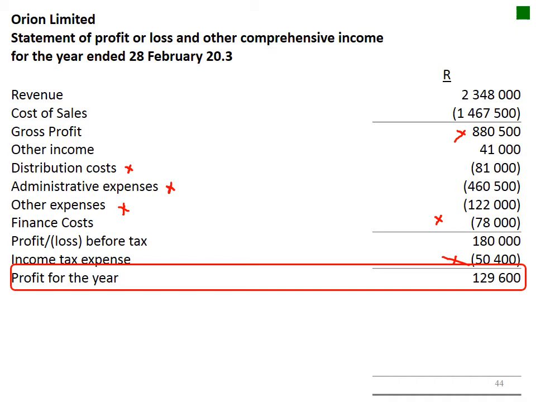The other thing that's different about the company is that you're going to show your profit and loss before tax, which is your 180,000, and then you're going to show your income tax expense subtracted from the profit and loss before tax to get the profit for the year, which is then your profit after tax, which is 129,600.